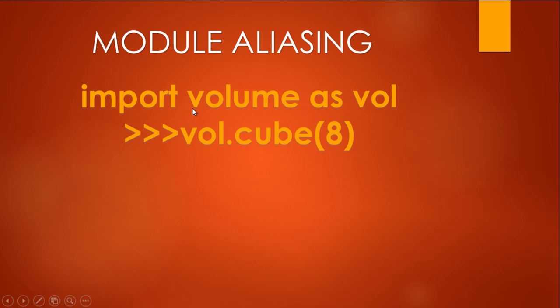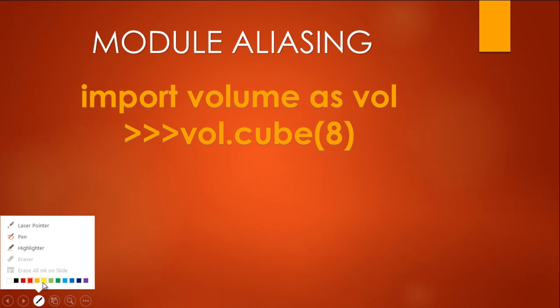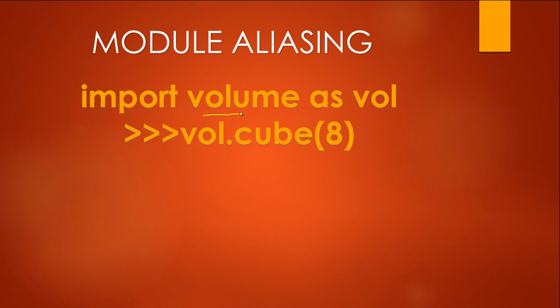We simply write import volume. We first write the name of the module, that is import volume as vol. So in spite of the word volume, I can simply use the word vol for representing the volume module. If I want to call any of the methods declared in this volume module, I first write the alias name of the volume module, that is vol, then a dot, and then the name of the function which I want to use. So in this way you can create the alias name for the modules.